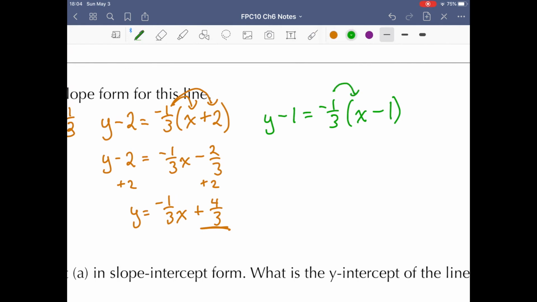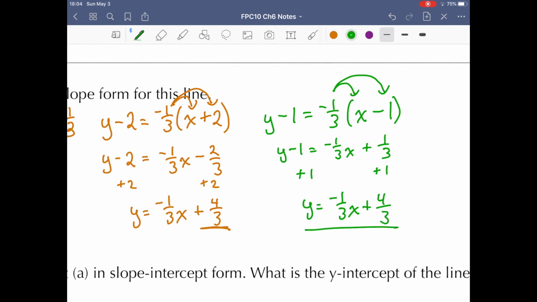Again, we take this negative 1/3 x and multiply it out to get y minus 1 equals negative 1/3 x plus 1/3. Notice how it's a little bit different than this one. Now we add 1 to both sides, and we get y is equal to negative 1/3 x plus, well, what's 1/3 plus 1? That's 1/3 plus 3/3. That means we get 4/3. Notice that these two equations are exactly the same.